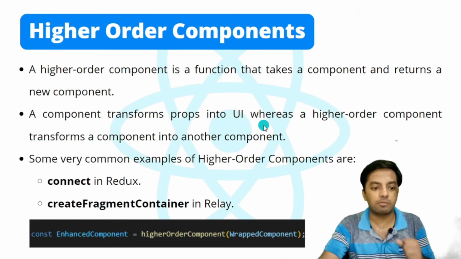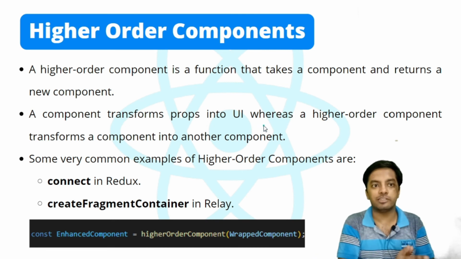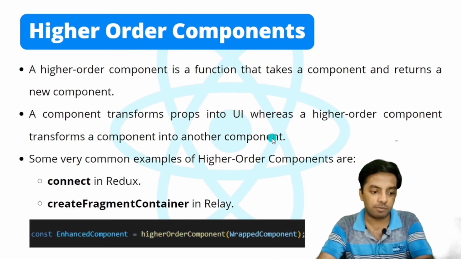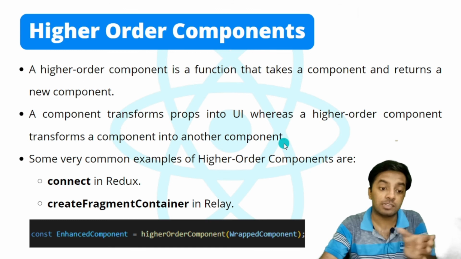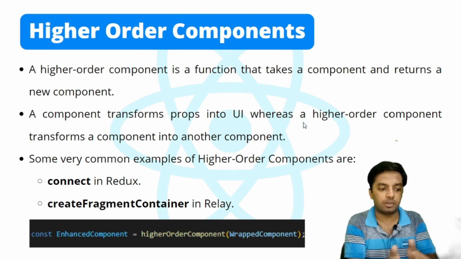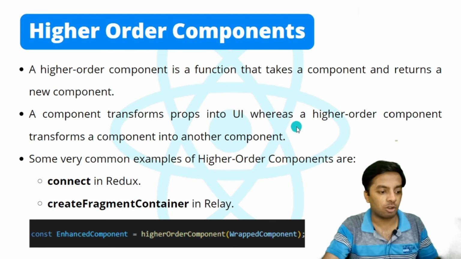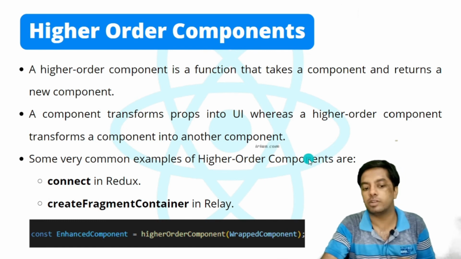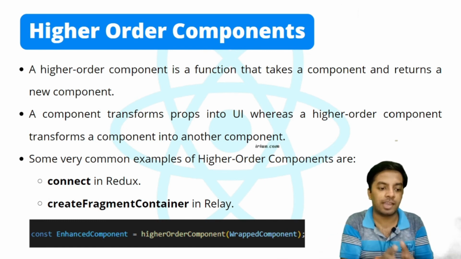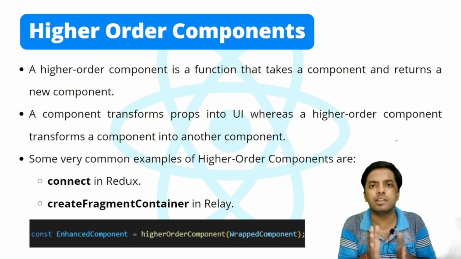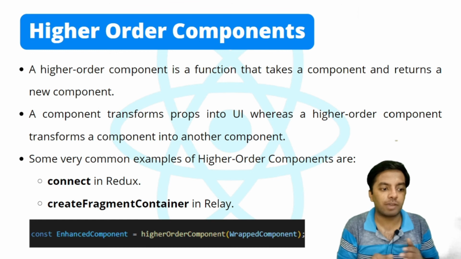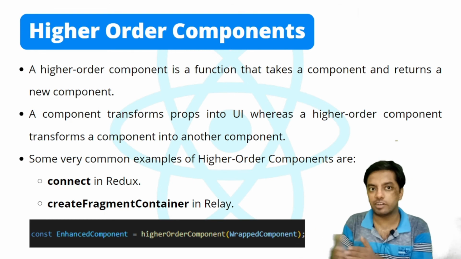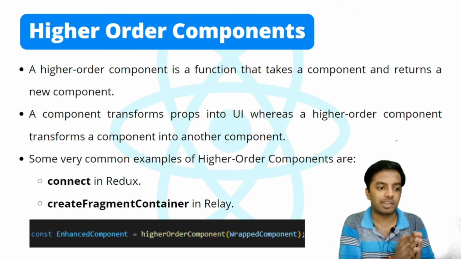Some of the very common examples of higher order components are connect in Redux and createFragmentContainer in Relay. The syntax of this is, we'll pass the name of the higher order component and we'll pass another component as an argument and it will return another component. So here, the enhanced component will be the new component that we'll get, and we are passing the wrapped component, the component that we are passing inside the higher order component. If you have worked with Redux, then you might have used connect. This is very commonly used in Redux. We'll be covering Redux in future videos, but for now only understand that connect is a higher order component in Redux.